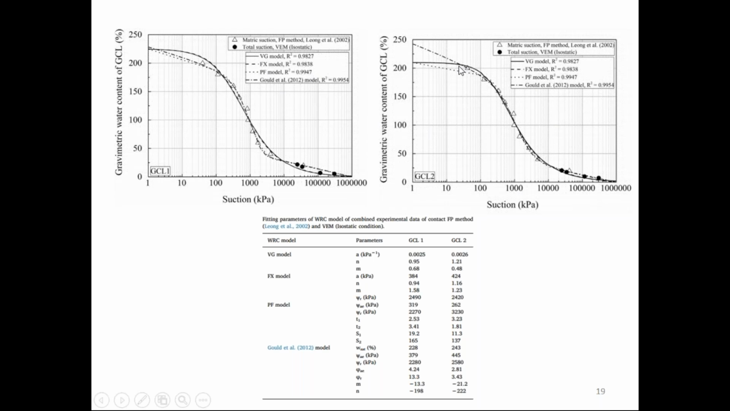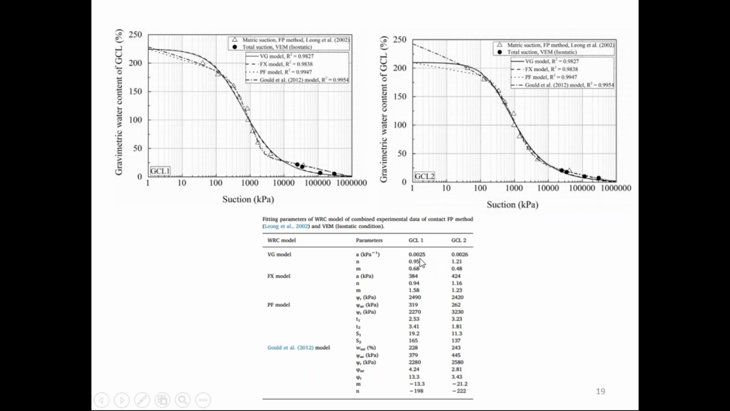So these are the similar test results for GCL2. One thing noticed here is that the maximum water content achieved by GCL2 is less as compared to GCL1, as GCL2 has a geomembrane on one side. By fitting various water retention curves, these are the fitting parameters obtained for the various models for GCL1 and GCL2.